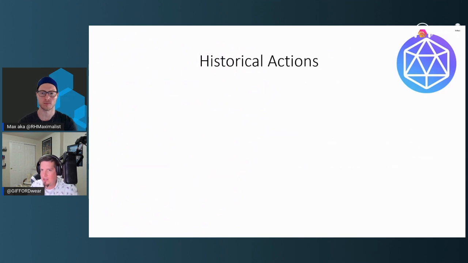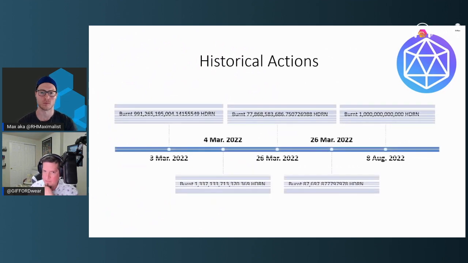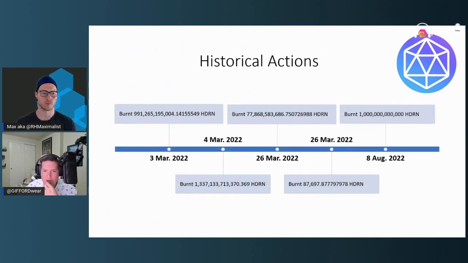All right, so let's look at some historical actions on what we've seen this SA do so far. Let's go back to March 3rd of 2022. This would be about a week after the launch of Hedron, because we launched February 25th or 26th. Not far along after launch, we saw a burn of 991 billion Hedron tokens. At that point in time, you're really just thinking, oh, it's just burning tokens and making our tokens rarer, helping the ecosystem, bringing down the total supply. That's what we thought back then.